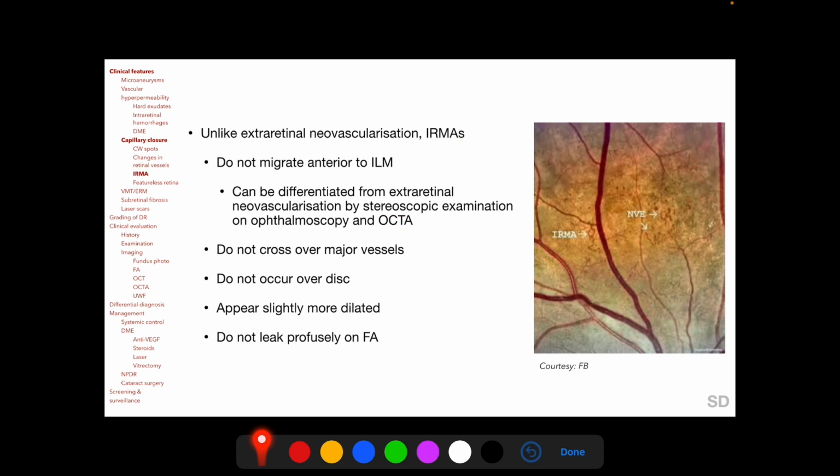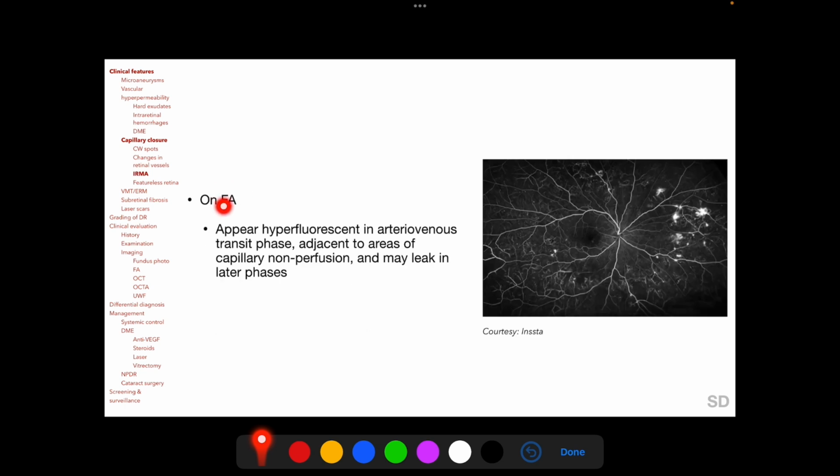IRMA do not appear to cross over major retinal vessels, which extraretinal neovascularization may appear to, and IRMA do not occur over the optic disc. IRMA appear slightly more dilated than extraretinal neovascularization, and IRMA may leak on fluorescein angiography but do not leak as profusely as extraretinal neovascularization. On fluorescein angiography, IRMA appear hyperfluorescent in the arteriovenous transit phase, as seen here in this photograph, adjacent to areas of capillary non-perfusion, and may leak in later phases but not as profusely as extraretinal neovascularization of proliferative diabetic retinopathy.